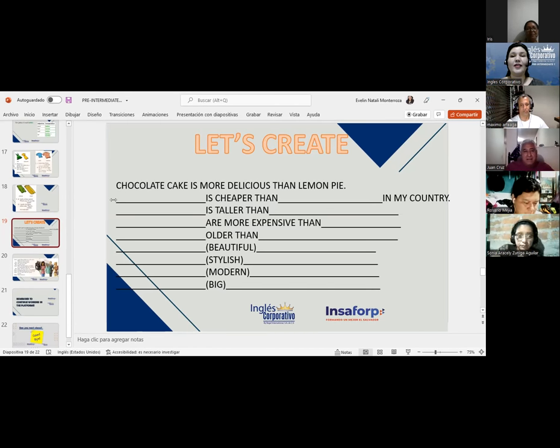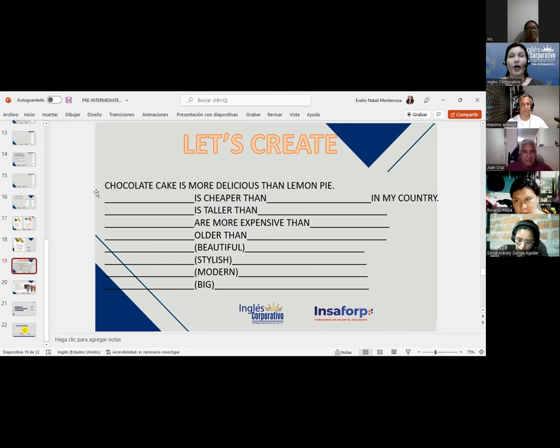Okay. Go ahead, Vilma. The lake Coatepeque is more beautiful than the Ilopango Lake. Okay. Coatepeque Lake is more beautiful than Ilopango Lake. Good. Ilopango the name, then lake. The second example? La segunda oración. San Salvador is bigger than Sonsonate. Okay, good, very good. Vilma, you can go to sleep.